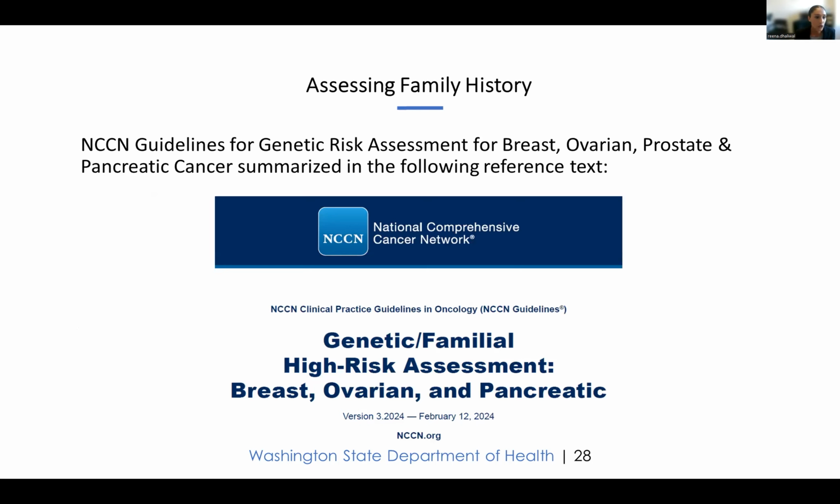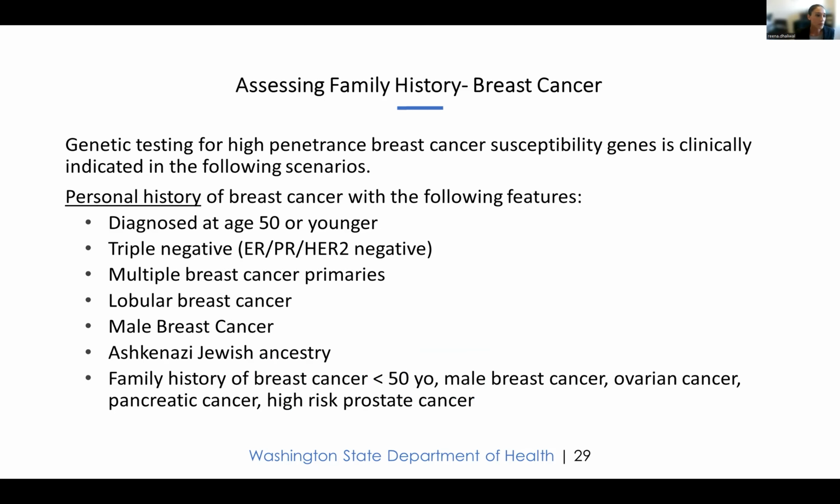In general, we use NCCN guidelines as the primary reference text for family history risk assessment for hereditary cancer susceptibility. The breast, ovarian, prostate, and pancreatic cancer guidelines are summarized in this specific genetic familial NCCN guideline. For other cancers, sometimes they might be buried in the specific diagnosis and treatment, but for breast, ovarian, prostate, and pancreatic cancer, they are summarized in this reference text. And like others have mentioned, these are updated quite frequently, so it's important to make sure that you are referencing the most recent NCCN guidelines.